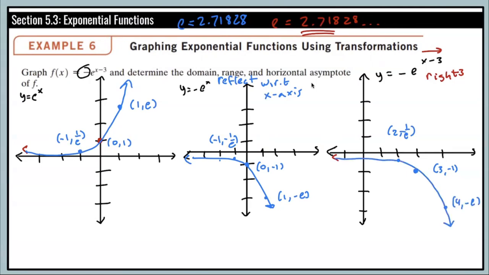Okay. And that's basically it, guys. E is just another number. It's kind of like pi. Don't worry about it. We're going to practice this in class tomorrow.